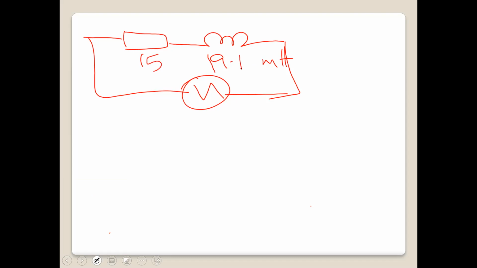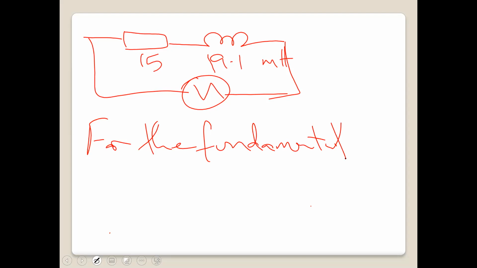Okay. Obviously, 19.1 is just 2 times 9.55, so it means that the inductive reactance would be 6. All right. So now we want to, again, look at each component. So we start with the fundamental. For the fundamental, you're going to have to apply superposition, right? XL is equal to 2 pi FL, which is 6 ohms.